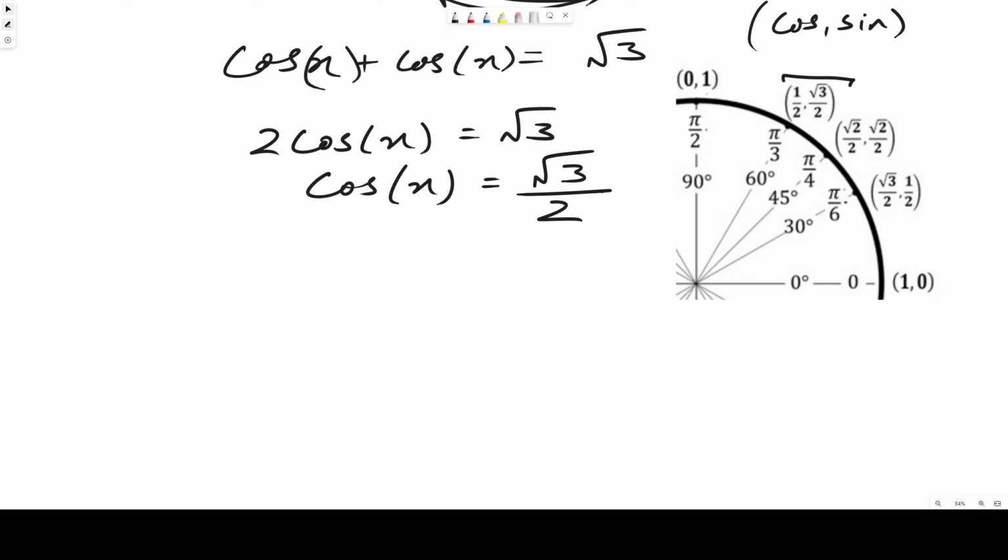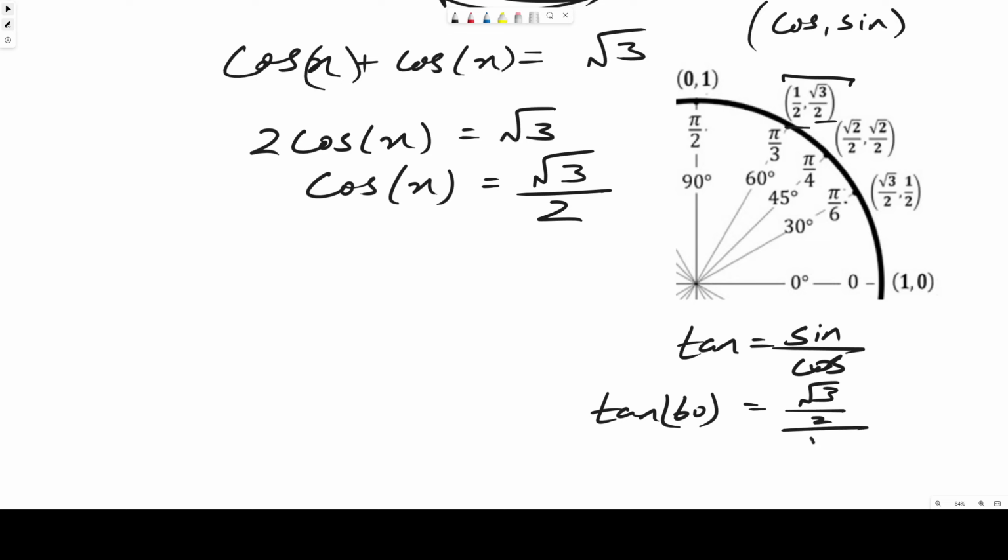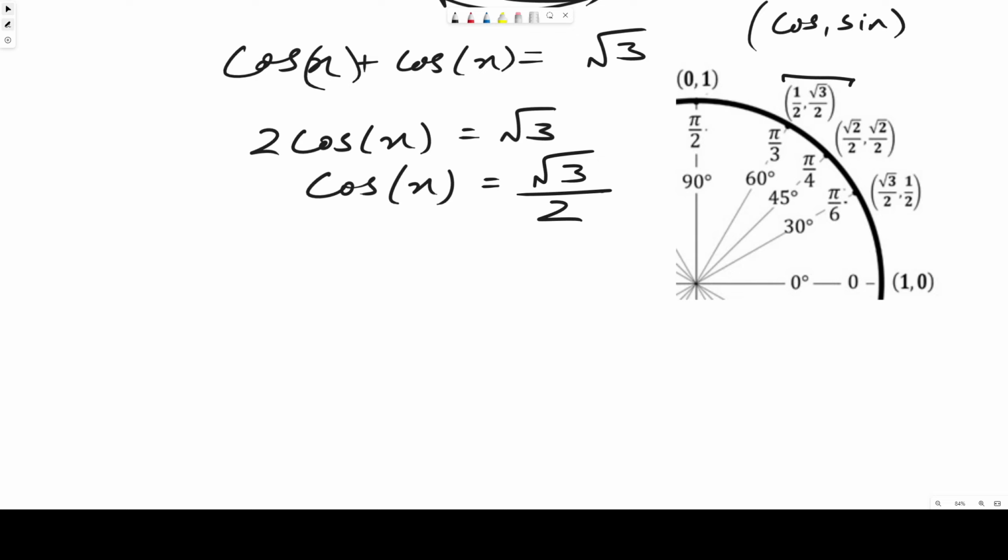Now you might be wondering, how do I find tan? Well, we know that tan is equal to sine over cos. Therefore, let's say I need to find tan of 60. You just use the value of sine, which would be root 3 over 2, divided by 1 over 2. So root 3 over 2 divided by 1 over 2, and the halves cancel, and you're left with root 3. So this is just a simple way of solving your basic trigonometric equations at the most basic angles, which are 0, 30, 45, and 60.